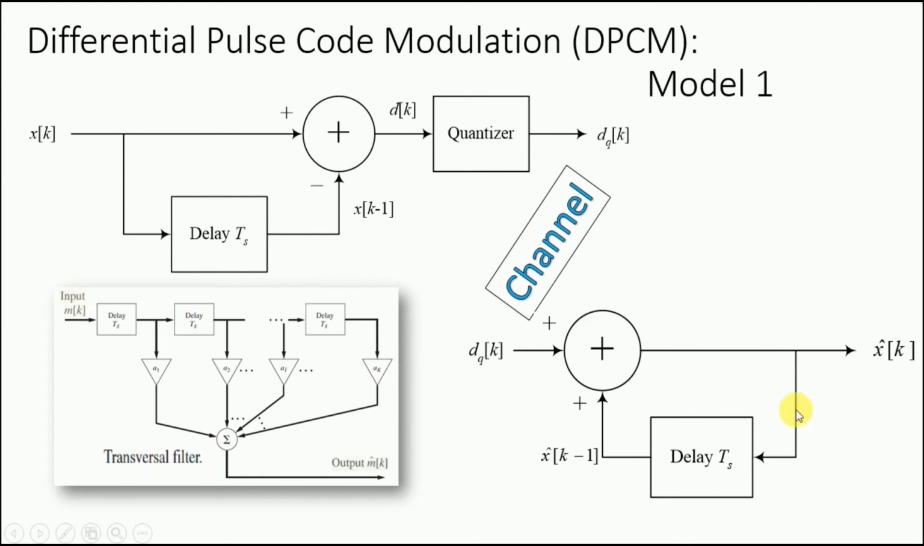So this is our receiver block for the DPCM, and in this block the quantized difference will be fed to the summation block, and the output of the summation block is our estimate of the original input signal. So x hat of k is simply an estimate of the input signal x of k, right? This estimate x hat of k is passed through a delay as in the transmitter side, and the delayed version, that is x hat k minus 1, is then fed to the summation block.